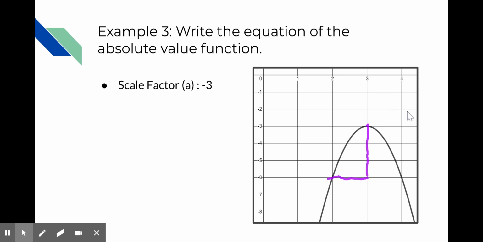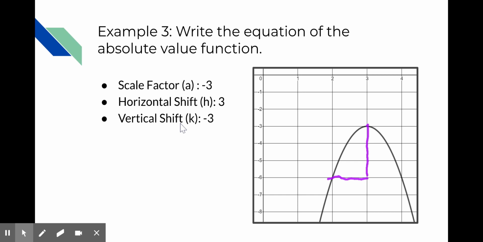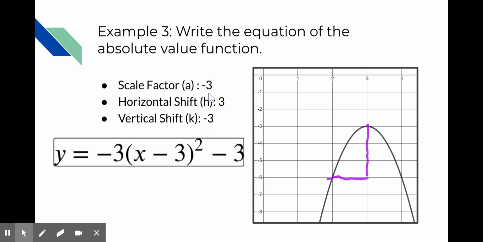Then determine what direction, left or right, your vertex moved from the origin. It moved 1, 2, 3 over. So your horizontal shift is 3. And then your vertical shift from the origin, it moved down 1, 2, 3. So our vertical shift is -3. From there, plug this into the equation. So scale factor is -3. Then it's x minus 3 because it's the opposite of your horizontal shift. And then your vertical shift is down 3.